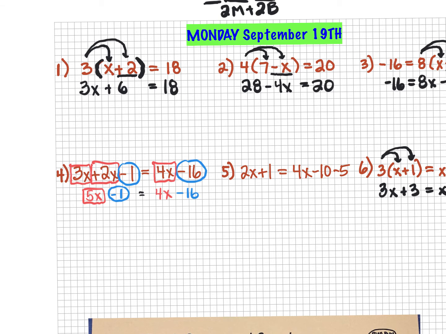And finally over here, same thing. I see x's, I see x's, but I see numbers and numbers on the same side. Let's just combine those numbers really quick. 2x plus 1 equals 4x. Negative 10 and negative 5. That means there's a lot of people on the negative team. So now there's negative 15 people on the negative team. There's 15 people on the negative team now.